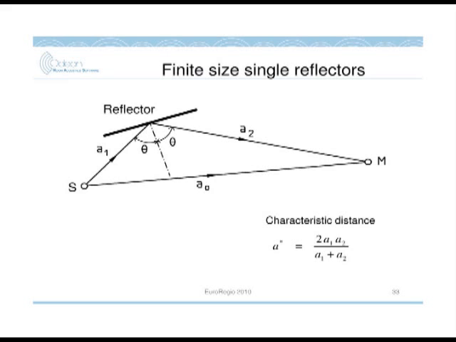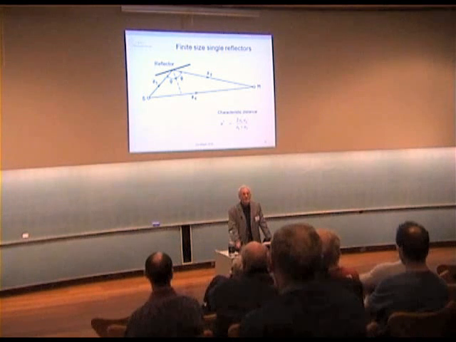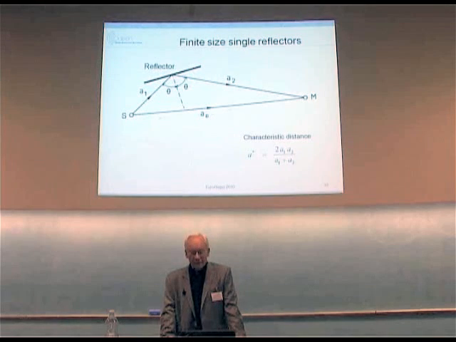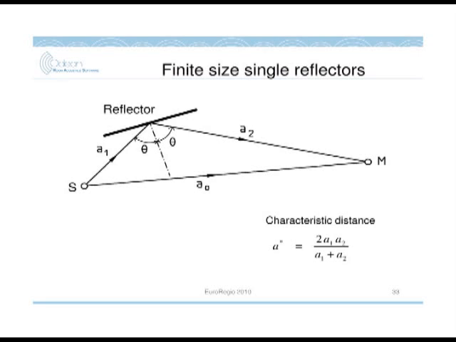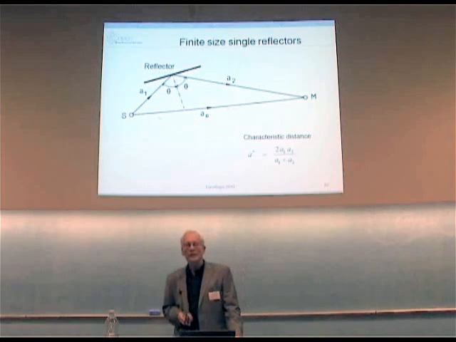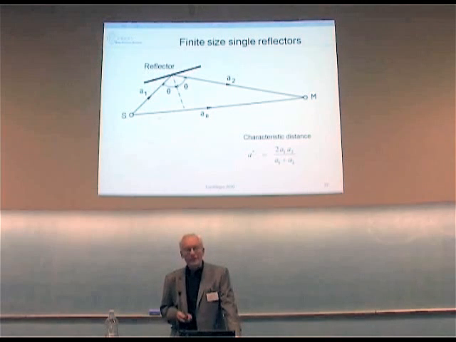Now I will look more into the single surfaces and diffraction phenomena. So we just have a single reflector here, and the source and the receiver, and we introduce the characteristic distance as well, some kind of average between the distance from source to reflection point and distance from the receiver to reflection point. And actually this kind of average is quite common in acoustics, and it is called the harmonic average. A nice name for it.